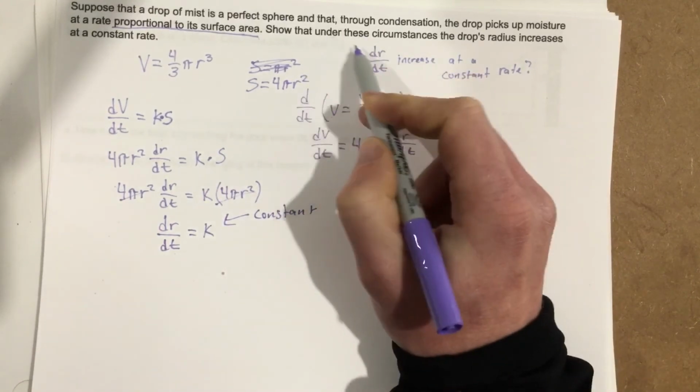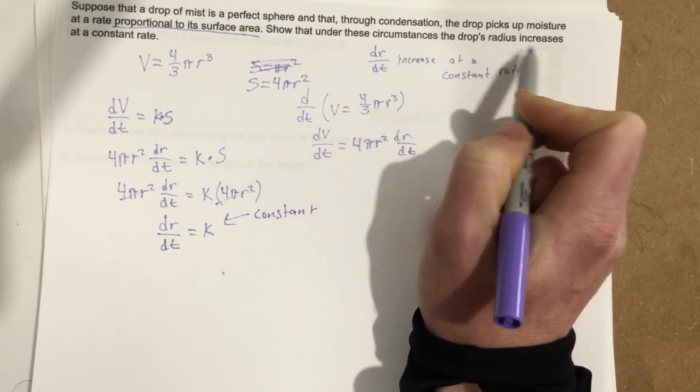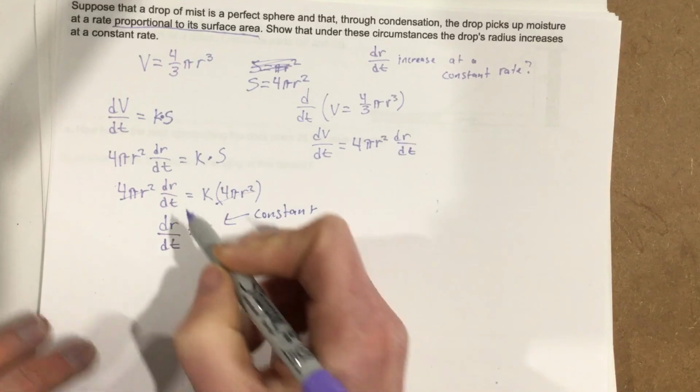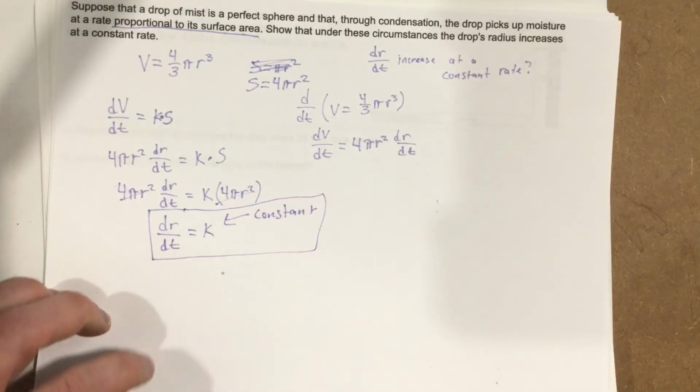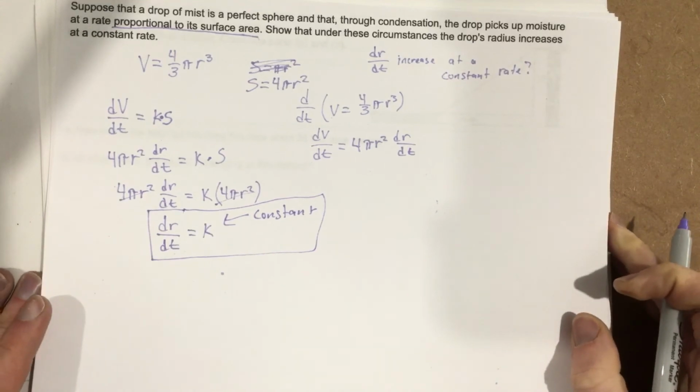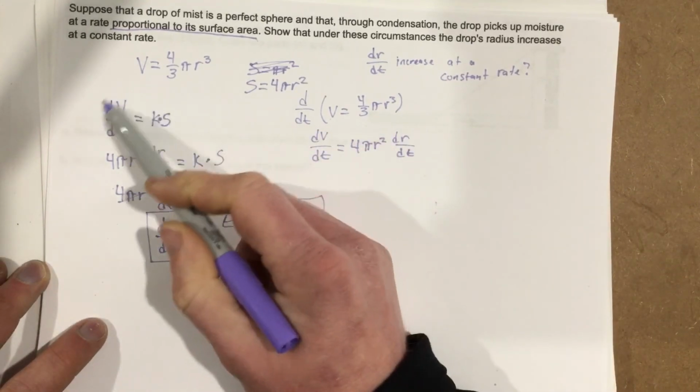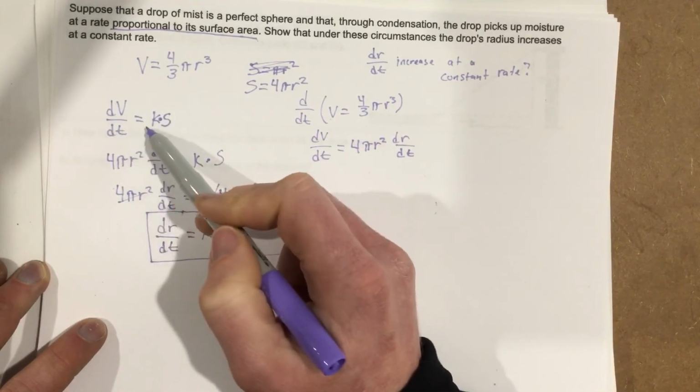So it says, show that under these circumstances the drop's radius increases at a constant rate. We just proved it by taking the derivative of the volume and plugging that into our proportional equation dV over dt equals KS.